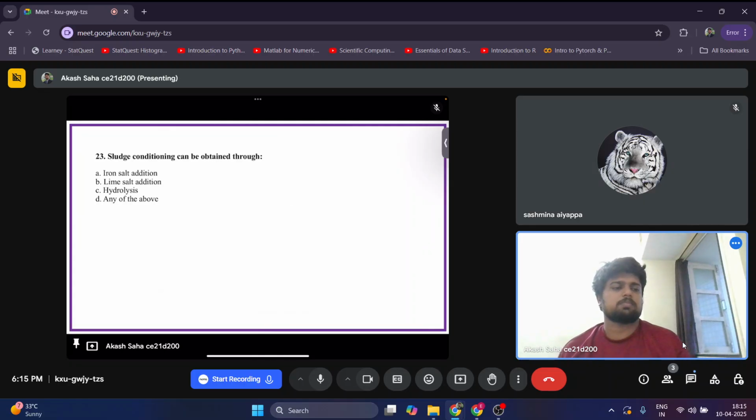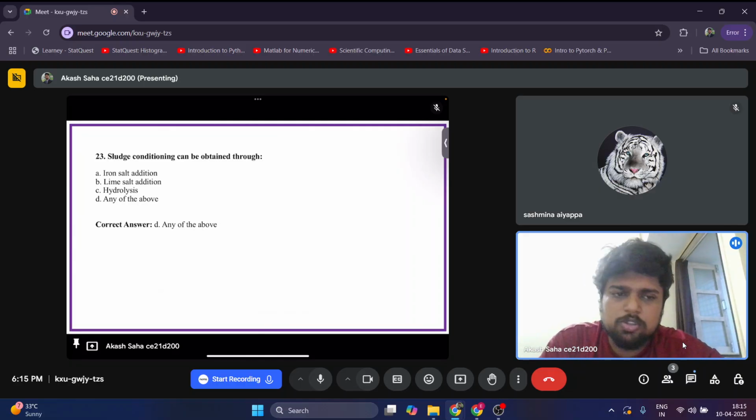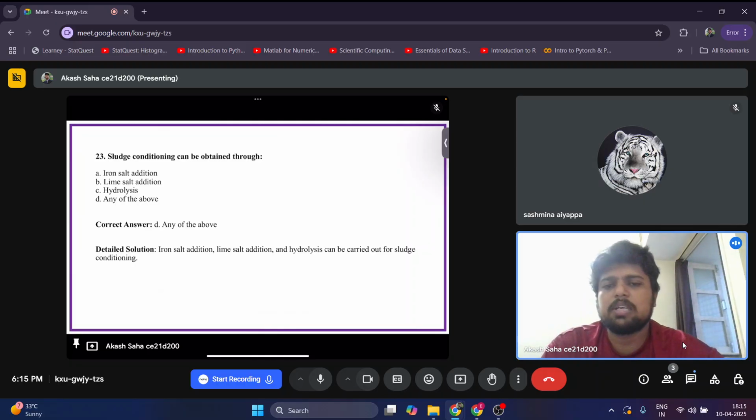Next, sludge conditioning can be obtained through iron salt addition, lime salt addition, hydrolysis, or any of the above. Here it's a very direct question. All of the above can be used for the conditioning of the sludge. All these three things, iron salt addition, lime salt addition, and hydrolysis, can be carried out for sludge conditioning.